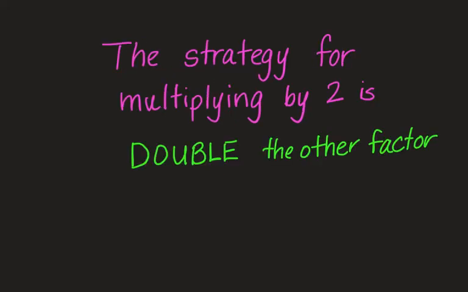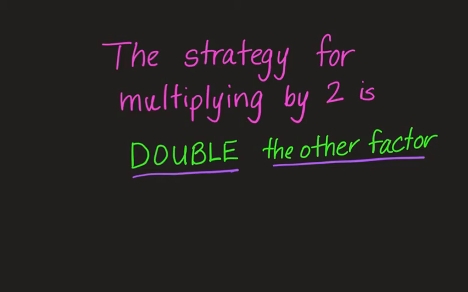In this lesson, we will be looking at the strategy for multiplying by 2. Or, in other words, we're going to let 2 be the boss. The strategy for multiplying by 2 is to double the other factor. So remember, we talk about if you're letting 2 be the boss, that means he tells the other factor what to do.